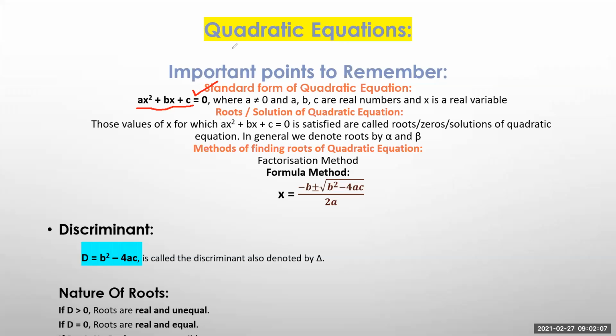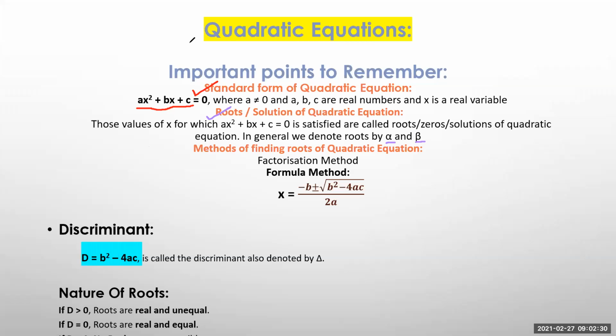The next point we have to remember is the roots of a quadratic equation. Roots are also called solutions, or sometimes they are named the zeros. So this we have to remember. In general, sometimes the roots are also denoted by alpha and beta.